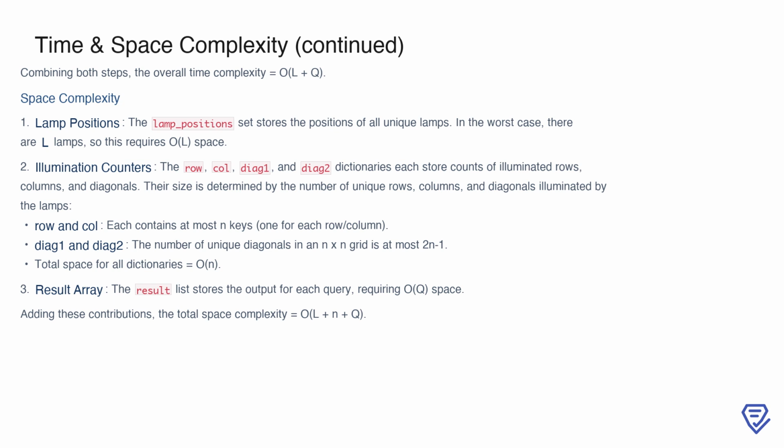Then, we have the illumination counters stored in the row, col, diagonal 1, and diagonal 2 dictionaries. The row and col dictionaries can each hold up to n keys, one for every row and column in the grid, while the diagonal 1 and diagonal 2 dictionaries, which track diagonals, can together store at most 2n - 1 keys due to the grid's dimensions. This means the total space required for these dictionaries is O(n). Finally, the result array, which stores the output for each query, has a size of O(Q). Adding these components together, the total space complexity of the solution is O(L + n + Q).